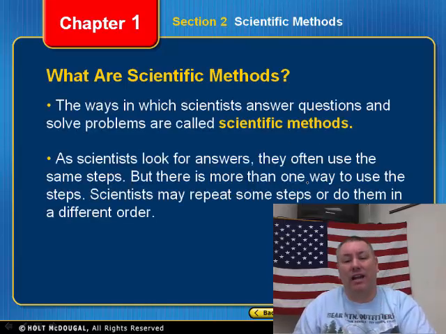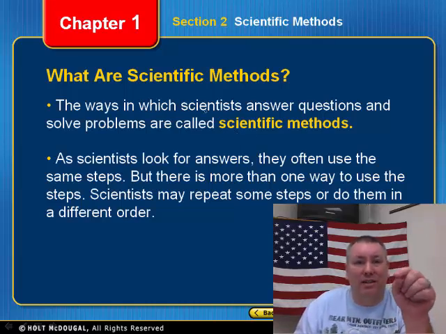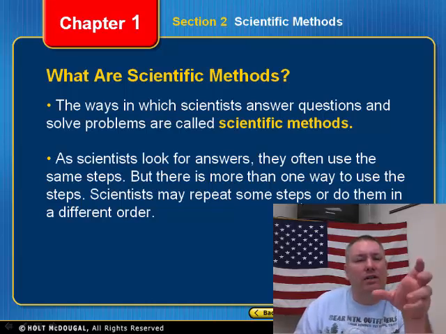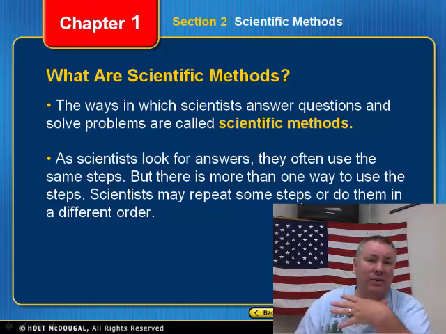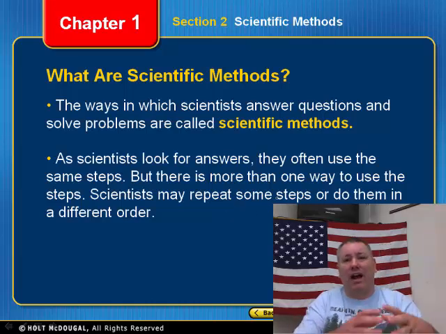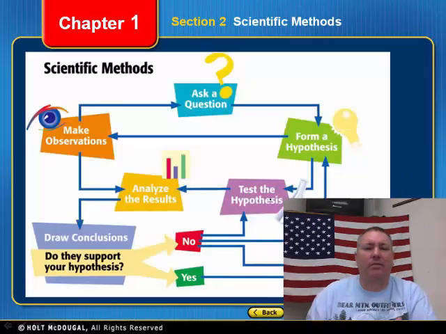So, as already stated up there on the board, you can see what the scientific methods are. This is the way in which scientists answer their questions. Now they always are looking for answers, and those of us who are always asking questions are always looking for answers, and that's what scientists do. And we discover that over time they follow certain steps, and these steps usually are the same steps, but they don't have to be followed in order.